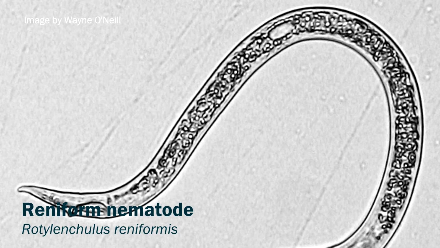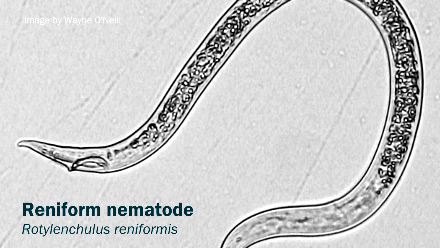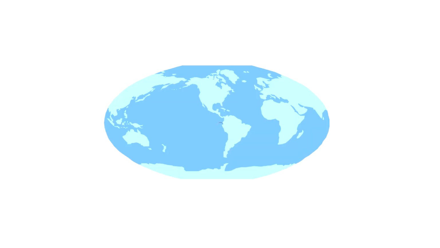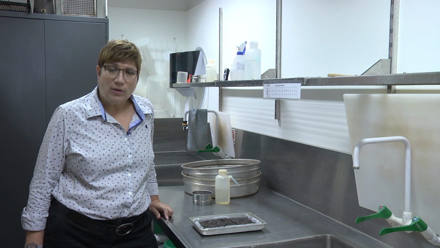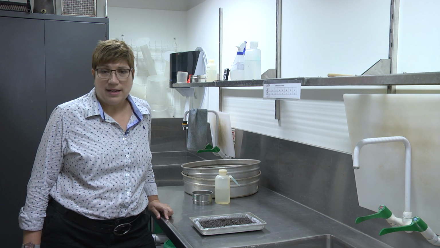One of the more unusual diseases we've had to deal with is Reniform nematode. The Reniform nematode, Rotylenchulus reniformis, is a plant parasite. The first detection of Reniform in cotton in Australia was several years ago. It's known to be a parasite of cotton worldwide. It feeds on the roots of the cotton plant, thereby causing stunting of the plant.